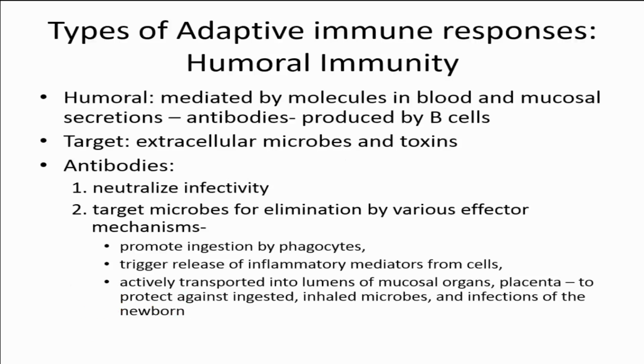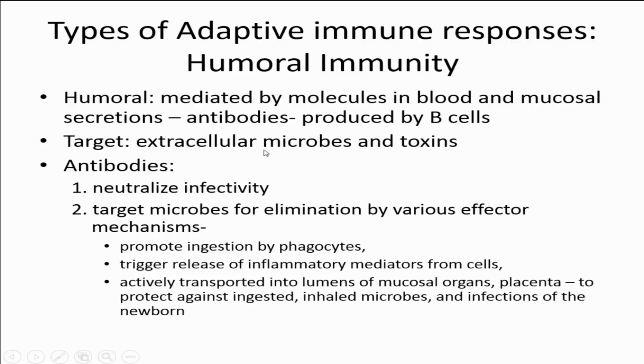All right. So types of adaptive immune responses, two types, right? Humoral immune system and then the cellular immune system. So humoral means that it's in the humor, or it's just molecules in the blood or secretions. And those are formed by mainly the antibodies, which are produced by B cells. And that's the reason it's called humoral immunity.